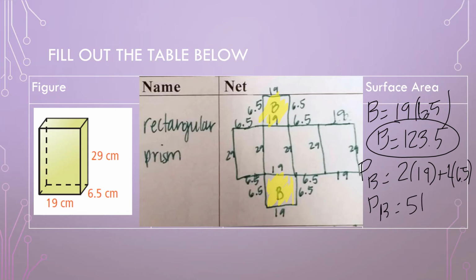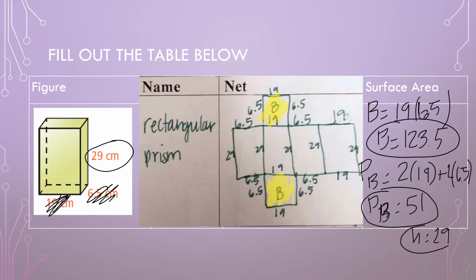Now, sorry guys, this is not the greatest quality here. When we look at our figure, we used the 19 already for our area and for our perimeter, and we also used the 6.5. So the remaining thing is my height, and that is 29.